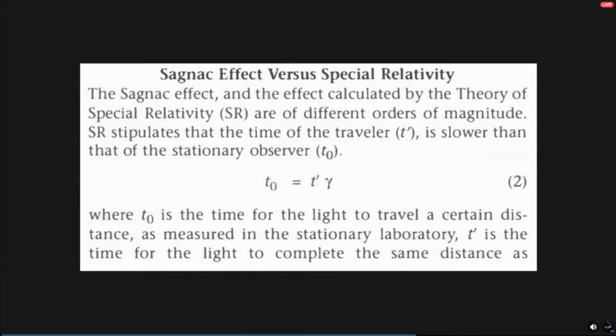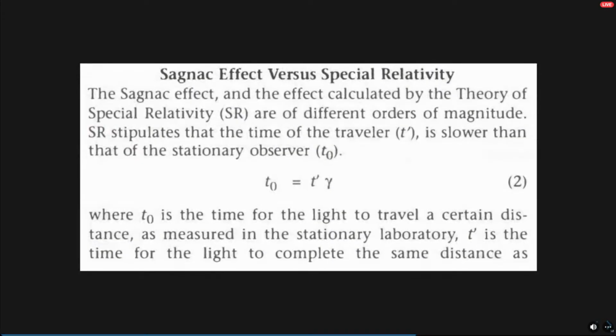Okay, so this is from A.G. Kelly, and he's breaking down that time difference that we were just talking about with the Sagnac effect and how they try to explain it through special relativity means and why it's inadequate to explain this first order effect of velocity creating a fringe proportional to that velocity directly. So Sagnac versus special relativity. The Sagnac effect and the effect calculated by the theory of special relativity are of different orders of magnitude.